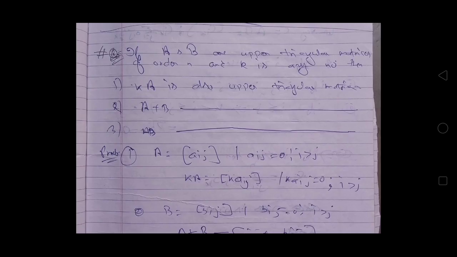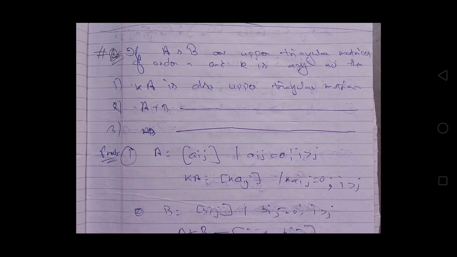Now I am going to discuss some properties of upper triangular matrices. If A and B are upper triangular matrices of order n and k is any number, then the first property says k into A is also an upper triangular matrix.